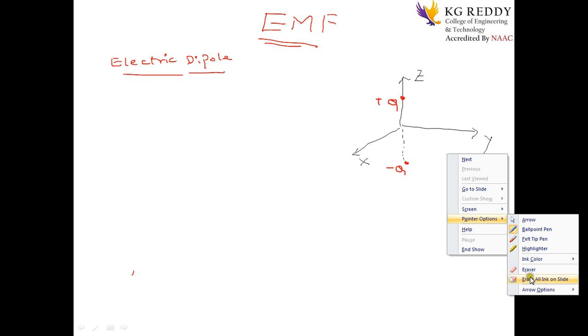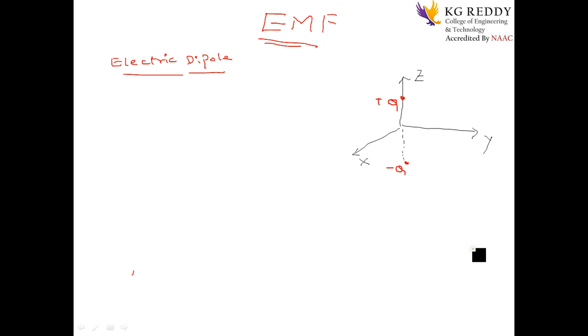Now if you see, these two charges are lying on the z-axis, which is exactly 90 degrees to the x and y plane. Here these two charges are separated by a distance of d. They are separated by a distance of d.